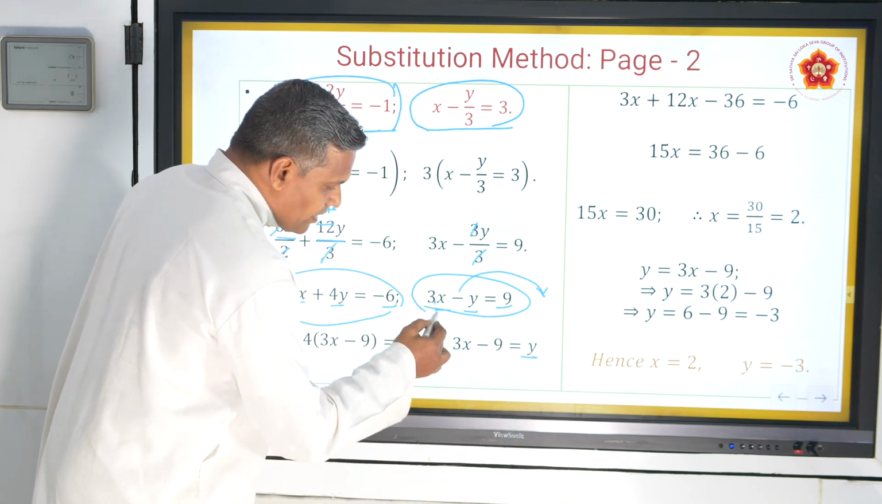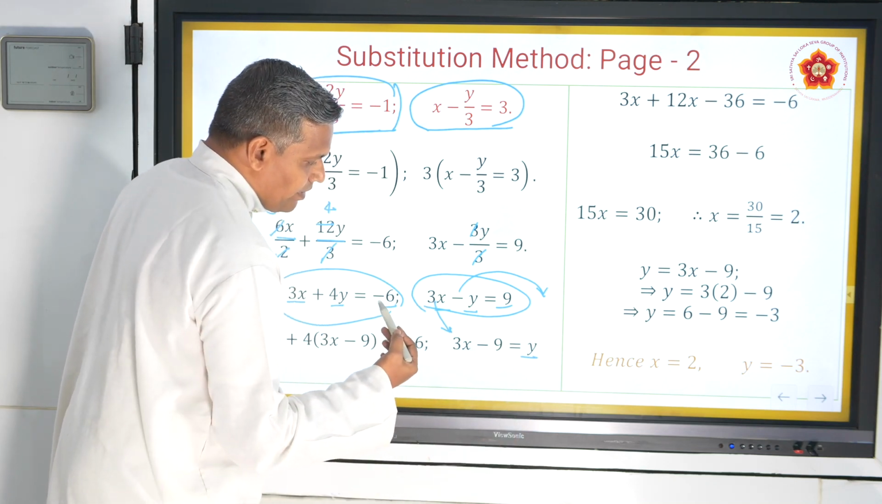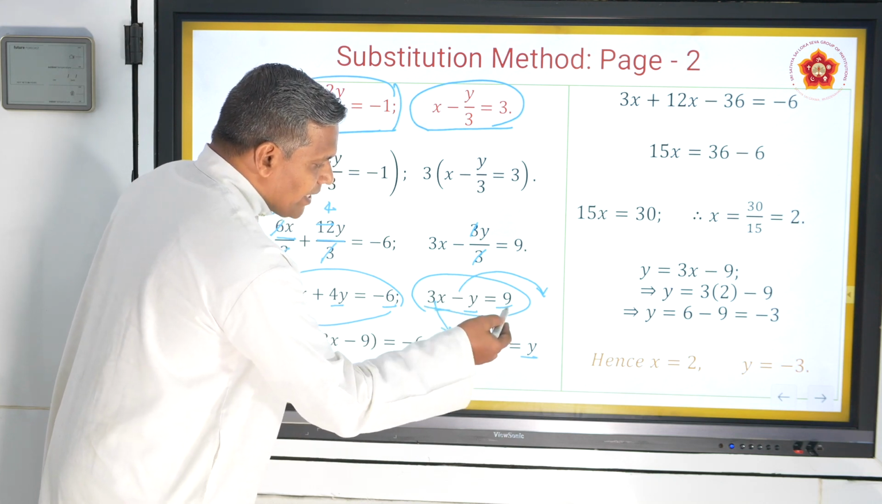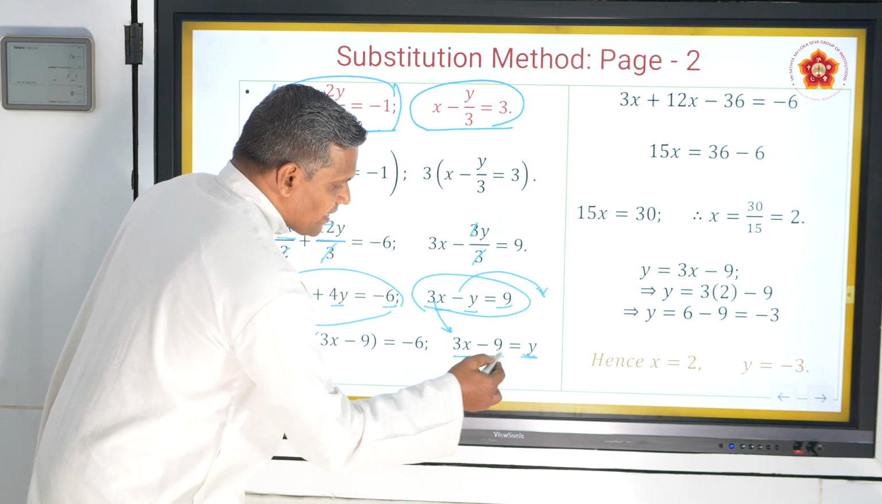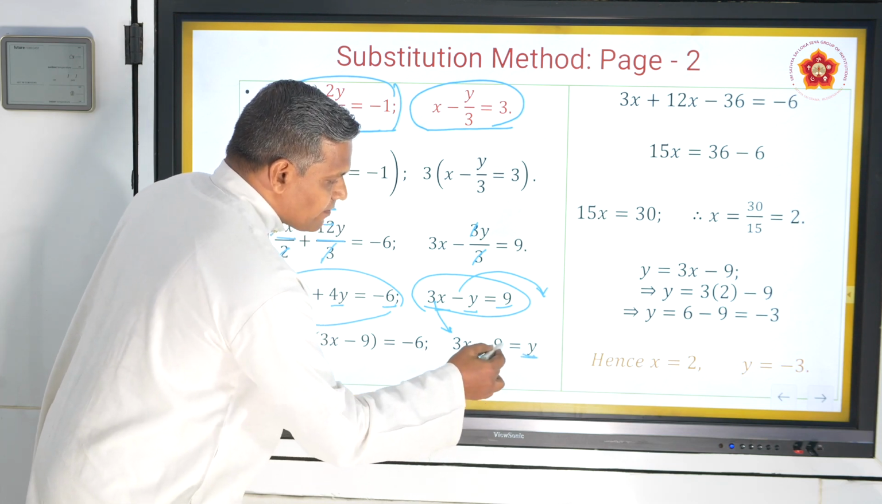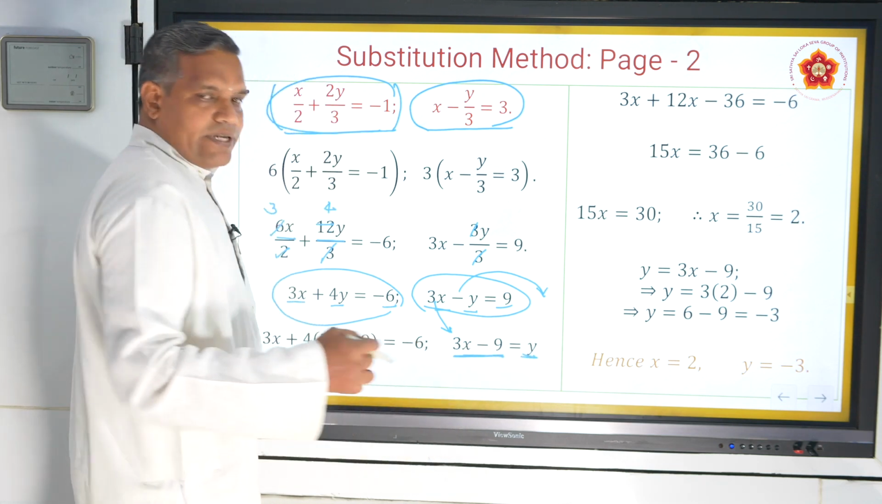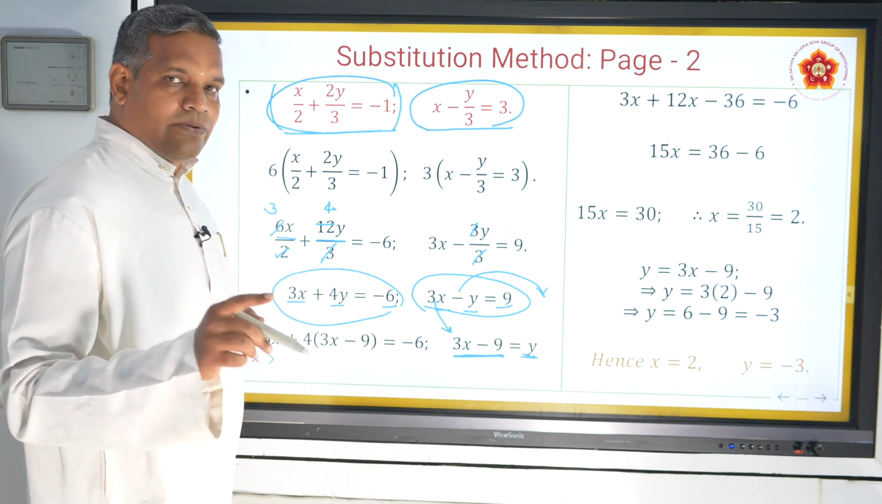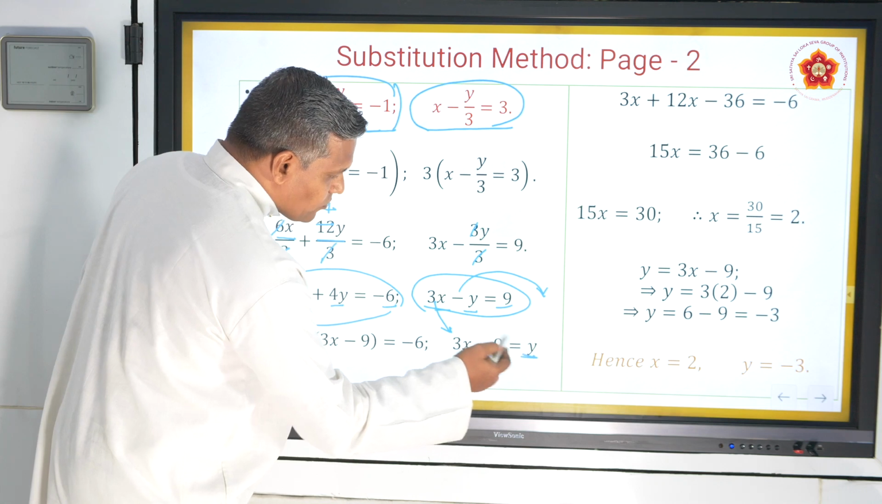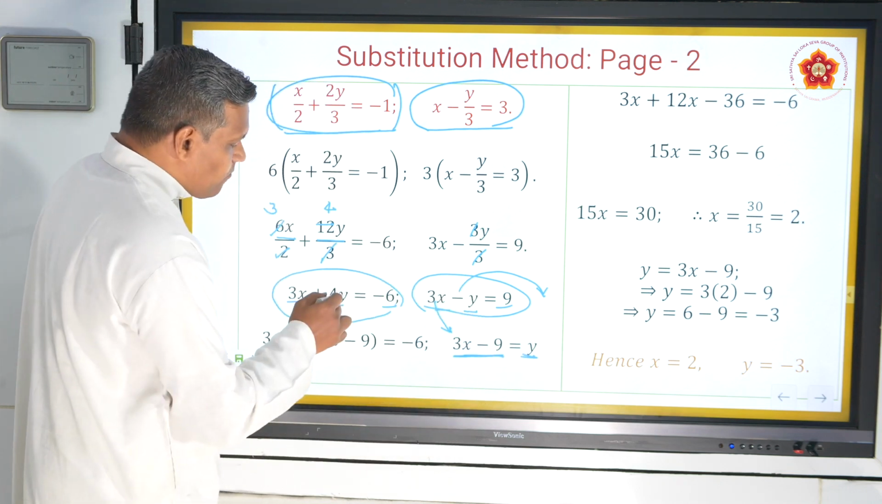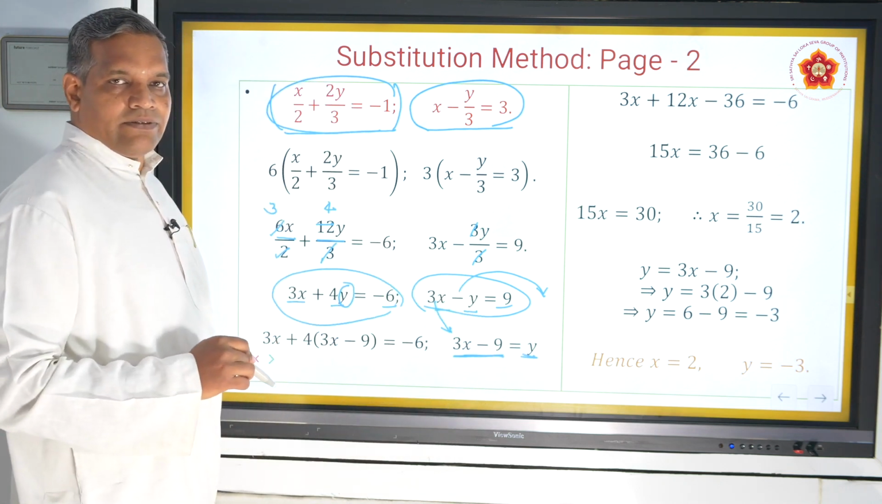3x remains in LHS as 3x. Bring this 9 back to LHS, plus 9 becomes minus 9. So it is 3x minus 9 equals y, or y is equal to 3x minus 9. Both are the same. Now I use y is equal to 3x minus 9 in the place of y in this equation to solve it.